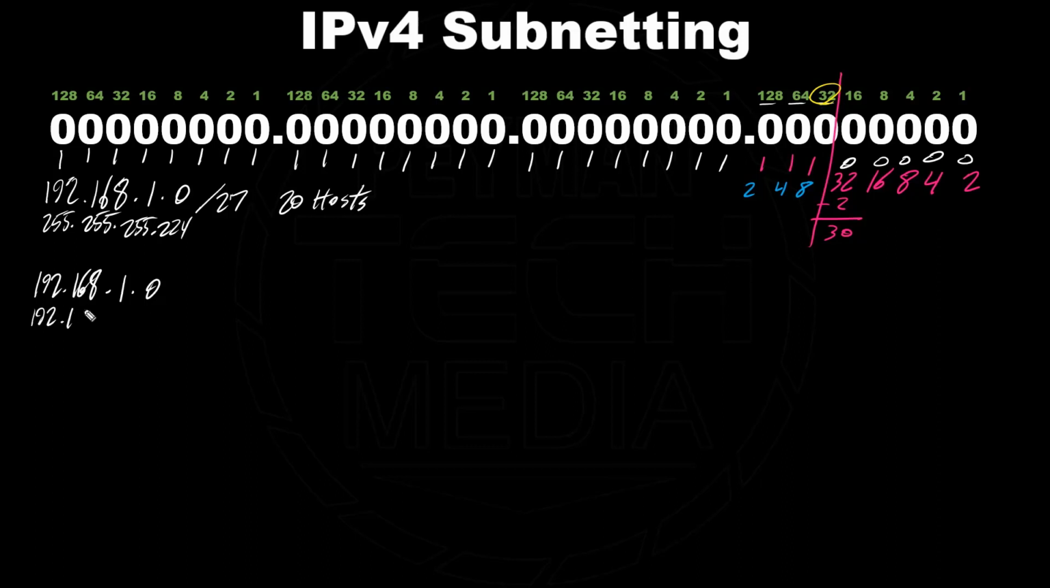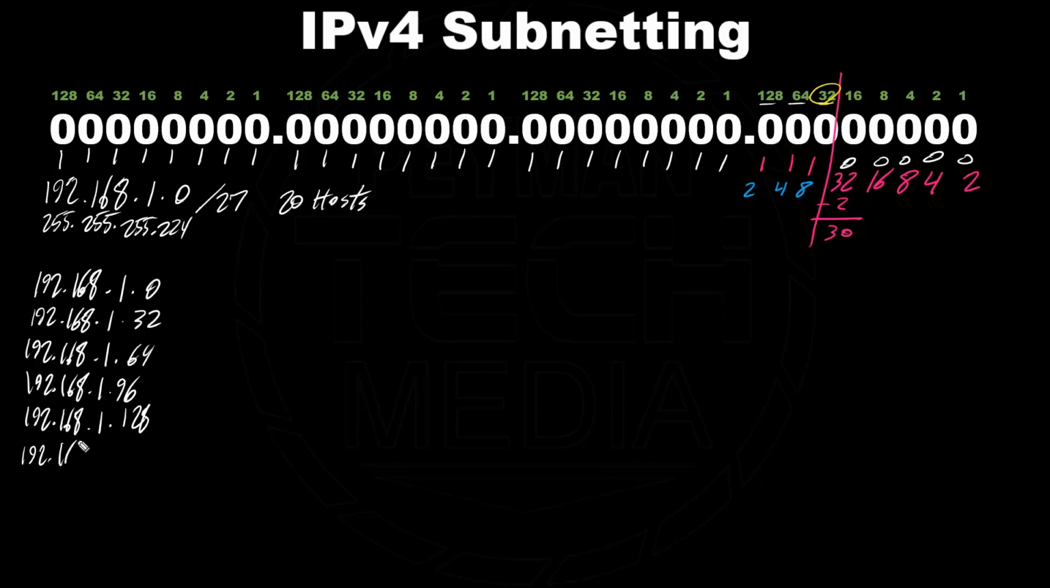So next subnet would be 192.168.1.32. The next subnet would be 192.168.1.64. Next one would be 192.168.1.64 plus 32, 96. And if we continue incrementing by 32, right? So 192.168.1.128. 128 plus 32 is 160. So 192.168.1.160. 160 plus 32, 192.